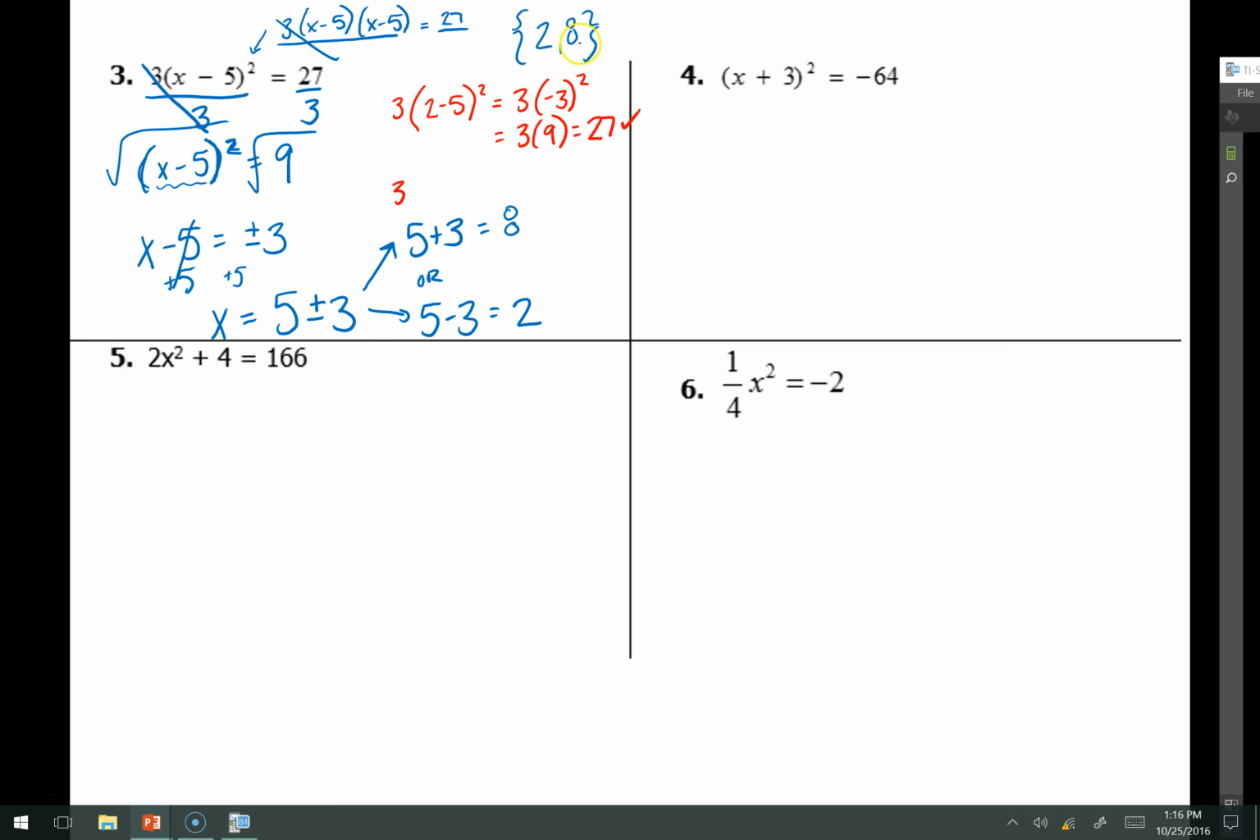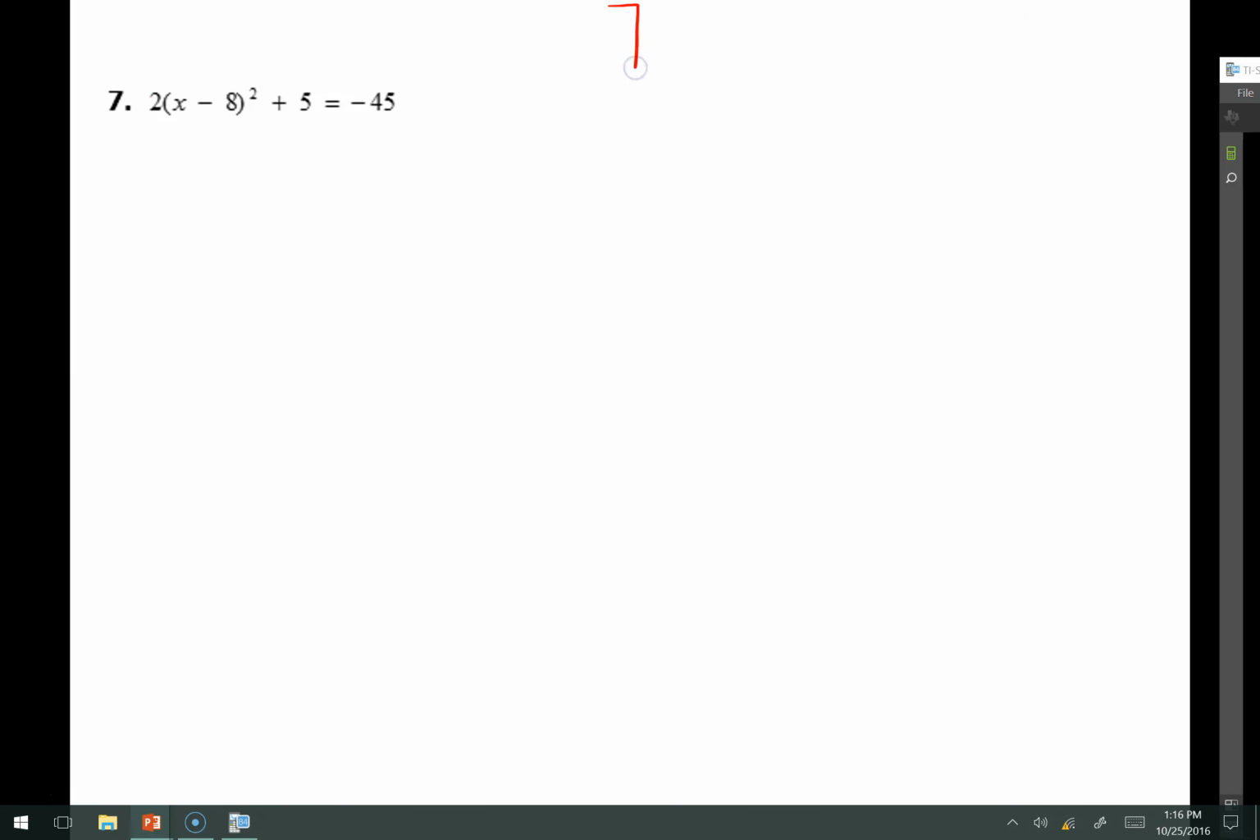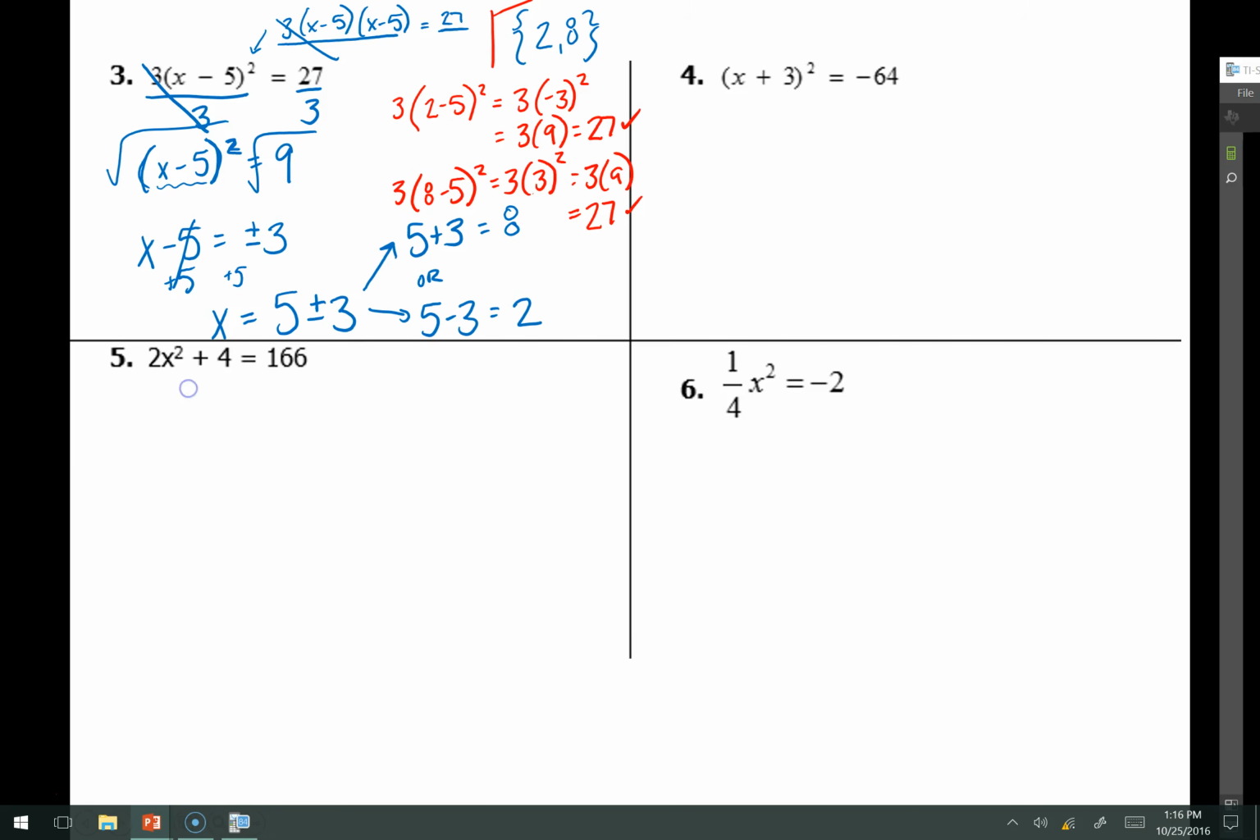When I plug in the 8, my other solution, simplifying that, 8 minus 5 is 3. 3 squared is 9. And 3 times 9 is 27. So that one also checks, which means my final solution is indeed 2 or 8. Those are what x is equal to.